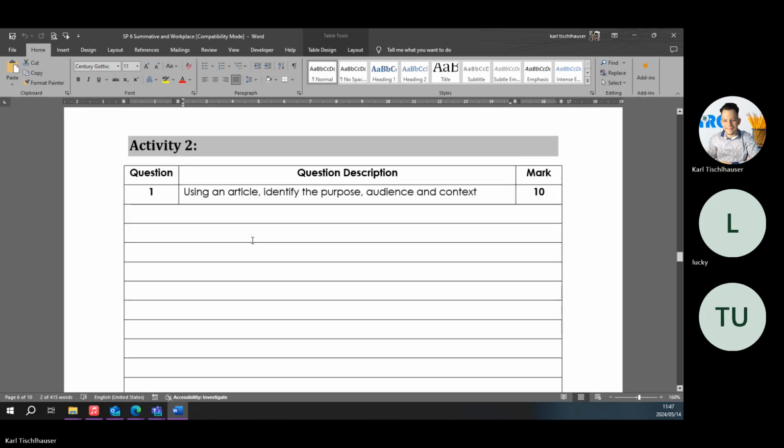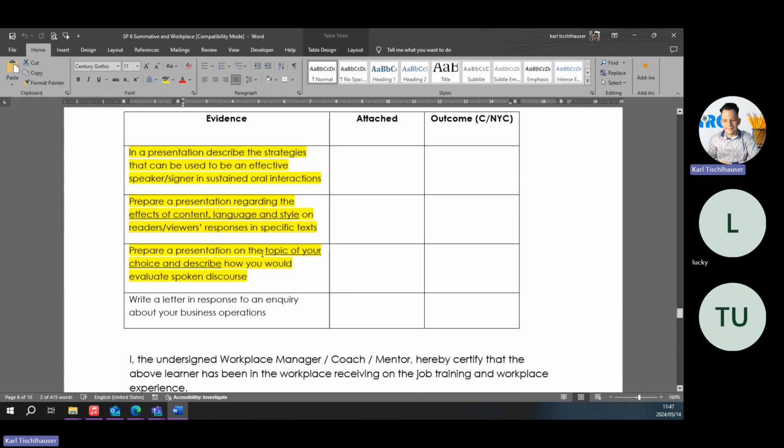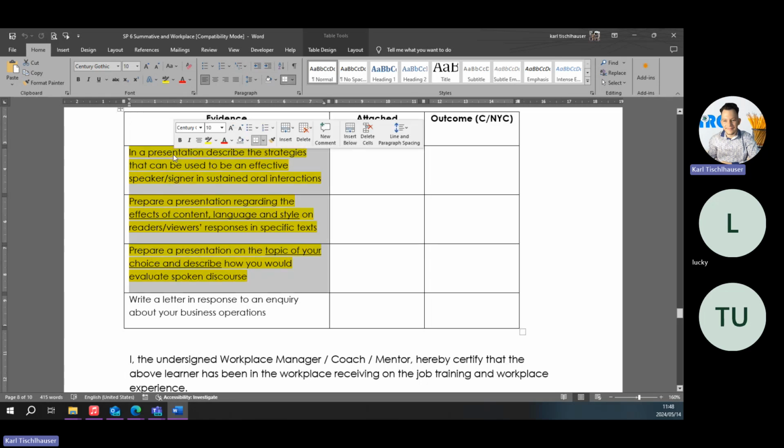So I'm going to skip these because I want us to do SP8. And you'll see that there's the workplace activities. So it says in a presentation, describe the strategies that can be used to be an effective speaker. So using a presentation format. Then it says prepare a presentation regarding the effects of content, language, and style. Then it says prepare a presentation on a topic of your choice. So all three of these you can do together in one presentation. Just make sure your presentation touches on the different topics.